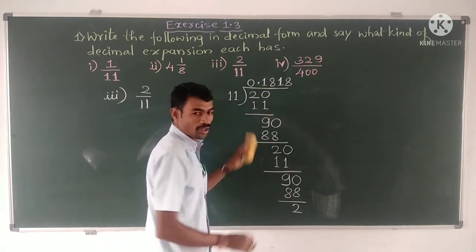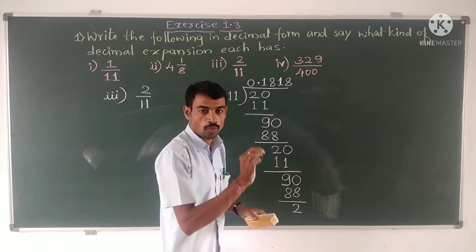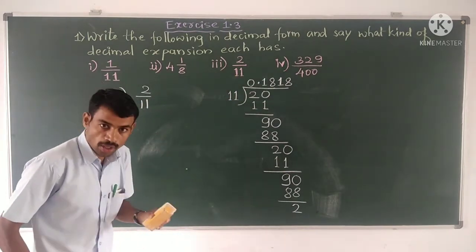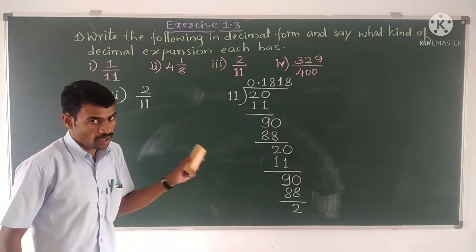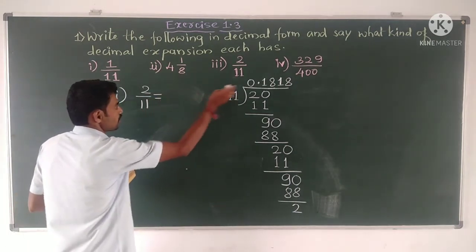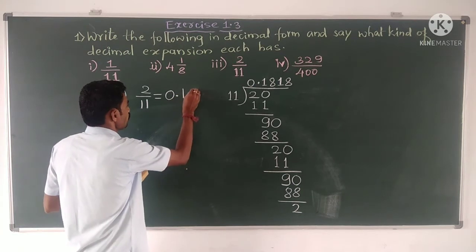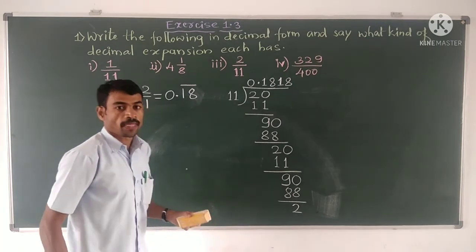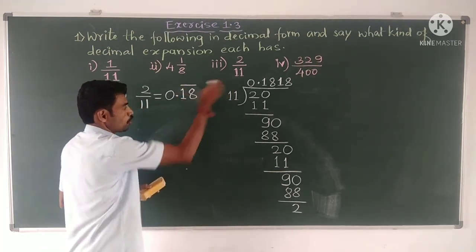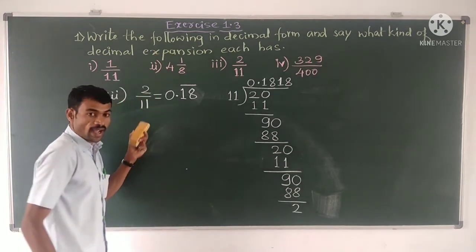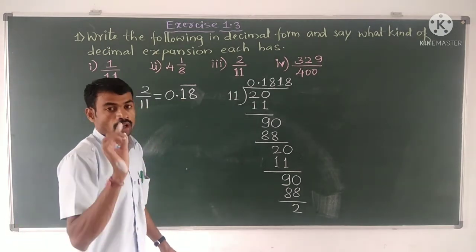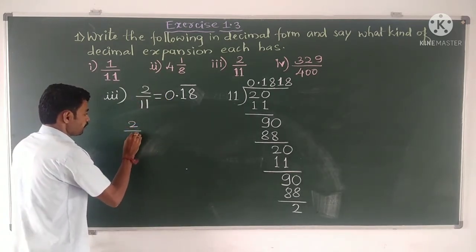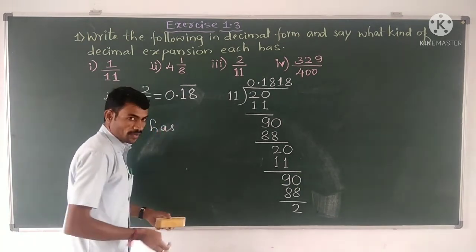What digits are repeating here? 1 8 1 8 1 8 1 8. So 1 and 8 digits are repeating. Therefore, this rational number has non-terminating and repeating decimal expansion. This can be written as 0.18 bar. 18 means 1 and 8 are continuously repeating in the quotient. Therefore, 2 by 11 has what type of decimal expansion? Non-terminating repeating.